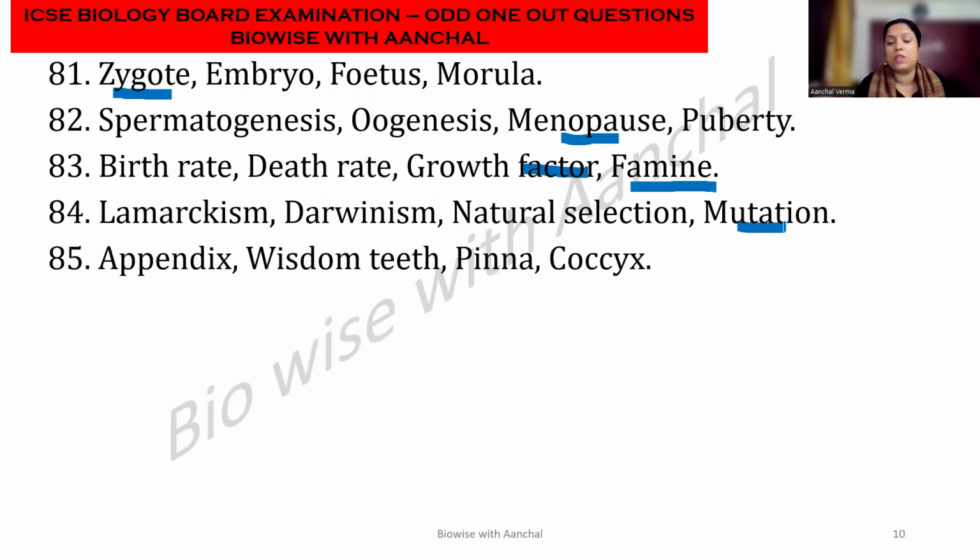Appendix, wisdom teeth, pinna, and coccyx. Now, here, appendix, wisdom teeth, pinna, they are all vestigial. Coccyx is important, it helps us to sit. The rest are vestigial organs.